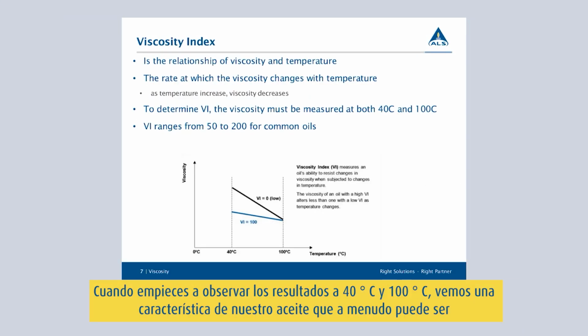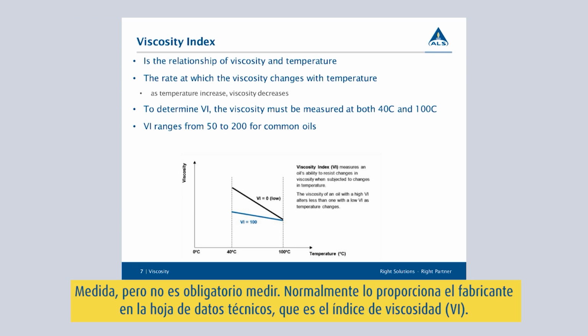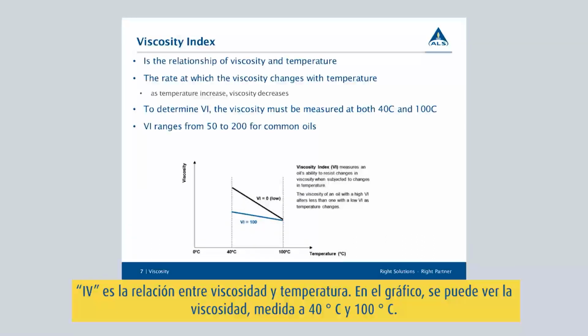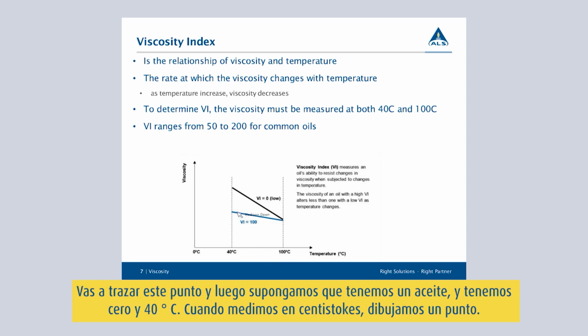As you look at your 40 degrees C and your 100 degrees C measurements, it gives a characteristic of our oil that can often be measured, but doesn't have to be, and is typically given on your product data sheets, and that's your viscosity index. Viscosity index is the relationship between viscosity and temperature. If we look at this graph down here, we see that the viscosity can be measured at 40 degrees C or 100 degrees C.